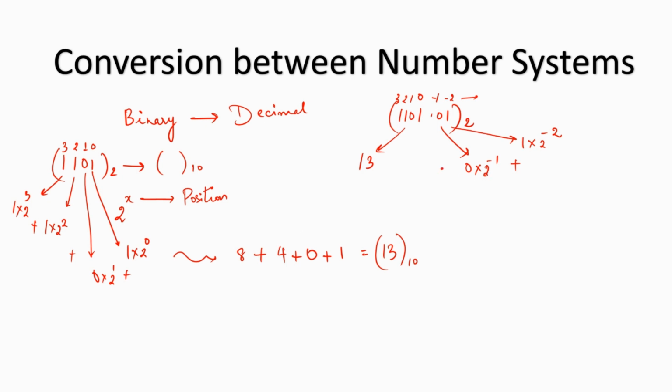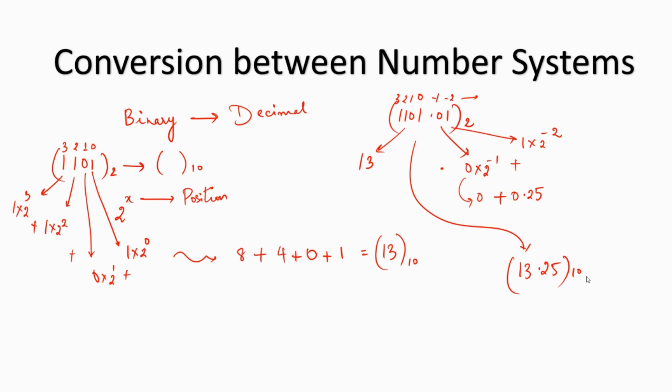So what is 2 power -1? That is 1 divided by 2, but it is multiplied with 0. So I'll be getting 0 itself. 2 power -2, so 1 divided by 4 is 0.25. So 0 plus 0.25 is 0.25 only. So the decimal representation of this number, 1101.01 in binary, would be 13.25 in decimal. So this is how we convert from binary to decimal.